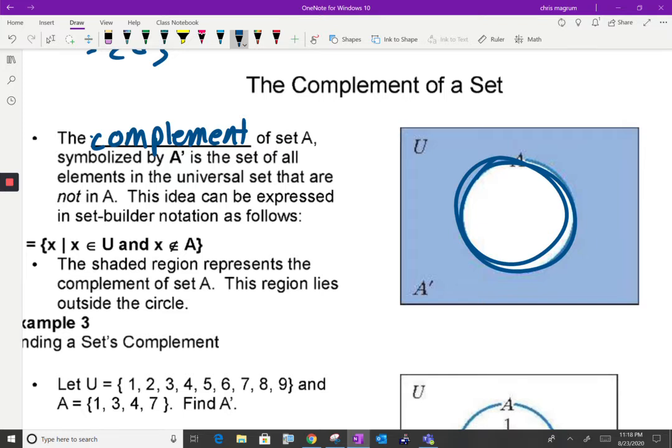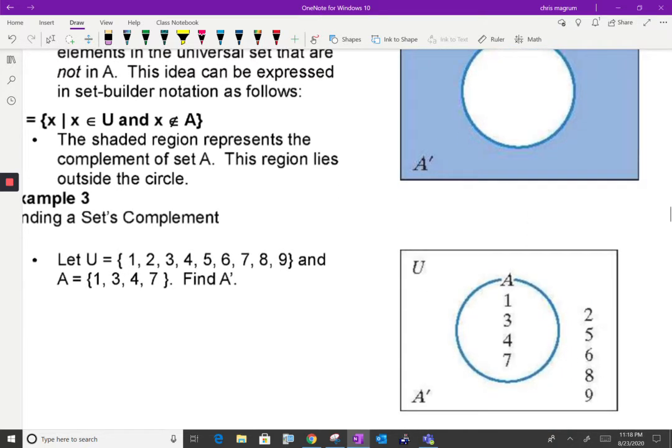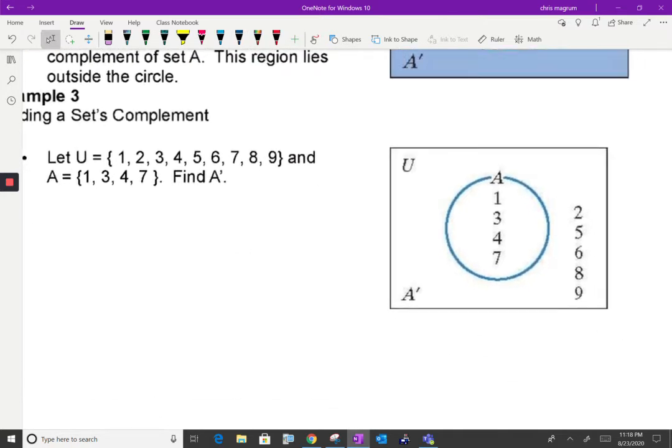The idea can be expressed in set builder notation as follows. So the set of all elements X, such that X is an element of the universal set and X is not an element of A. We don't really need all that technical stuff here for the set builder notation. Okay. Again, it's that shaded region, I already said that. So let's look at it in practice.